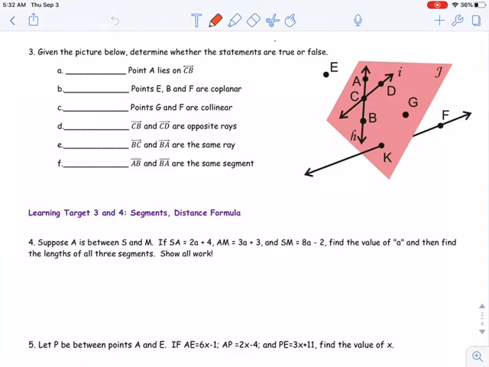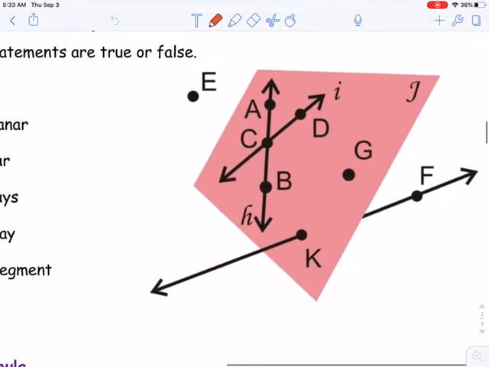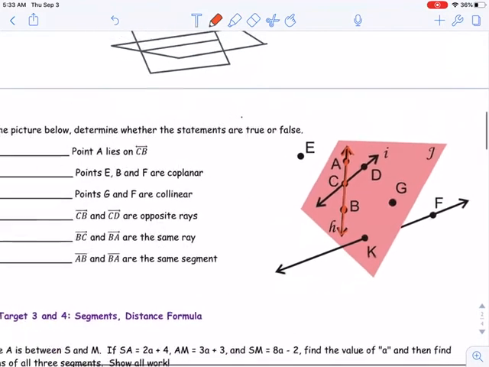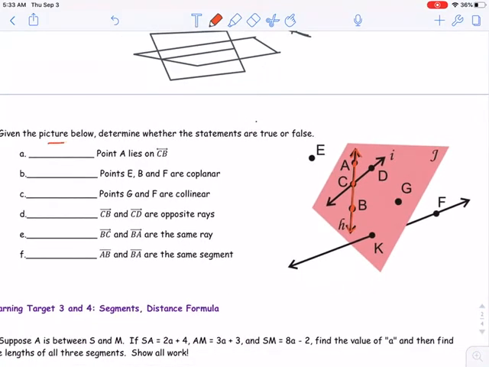So first one is point A lies on line CB. Alright, so CB, this line, remember, since it's a line, it goes forever. So point A is on that. So it works. Alright, so it's true. I'm going to put a T here. If you're wondering what T stands for, it stands for true.